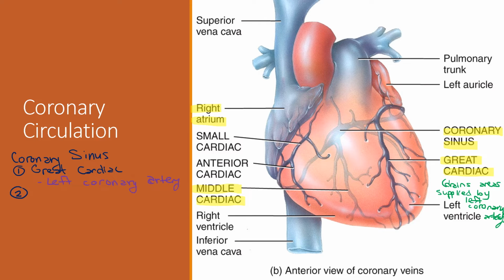Next one is going to be that middle cardiac vein. These are all going to be veins, by the way. The middle cardiac vein is in the posterior interventricular sulcus, and it will drain the areas supplied by the posterior interventricular branch of the right coronary artery. So I'll just put the areas here that it'll drain, the areas supplied by these arteries that I'm going to write out. So posterior interventricular branch.